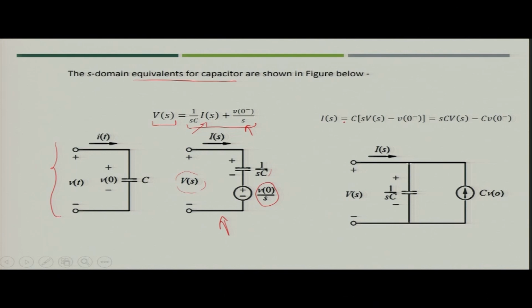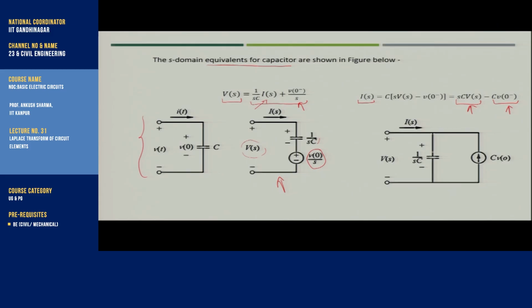Now, next, you can also represent the current I(s) in terms of these two terms. These are nothing but current terms, because I(s) is the current, so I(s) is divided into two parts. When we represent it in the circuit, the first term has the value 1 upon sC, and when you divide V(s) by 1 upon sC, you get sC into V(s), which is the current flowing through this leg of the circuit.